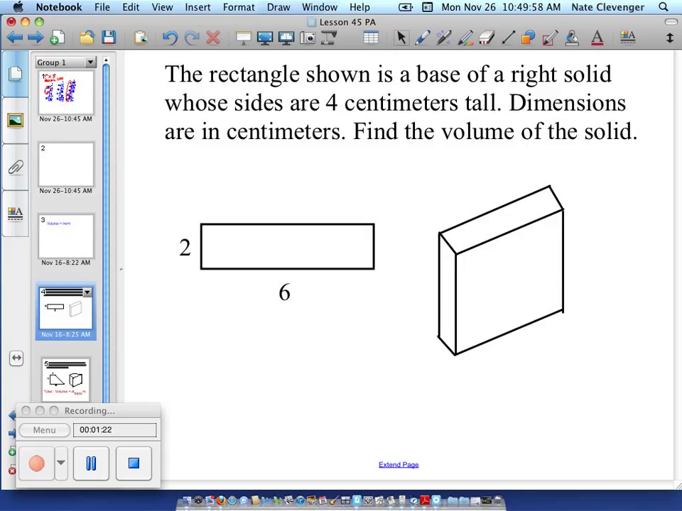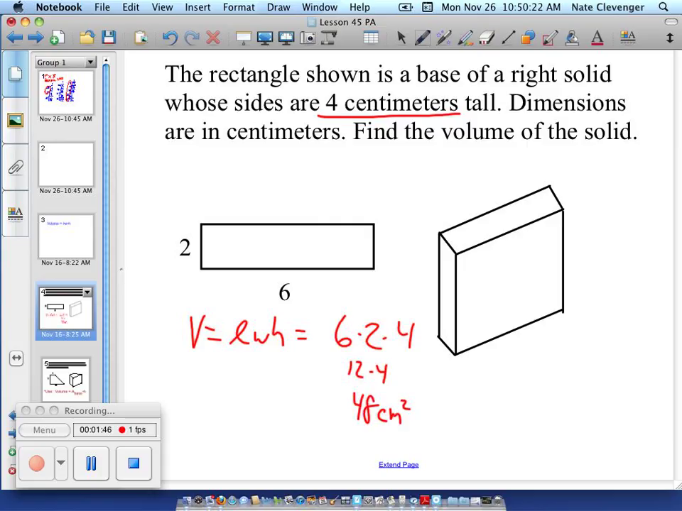Okay? But we know on a rectangular solid that to find volume, we take length times width times height. Our length is 6, our width is 2, and the height that it says is 4. So 6 times 2 is 12, times 4 is 48 centimeters squared.